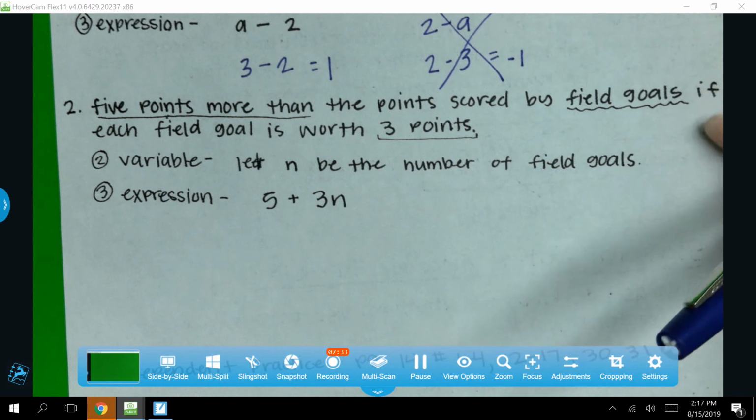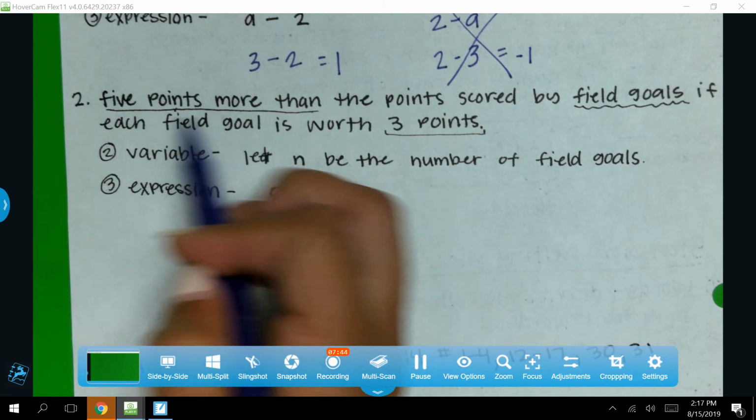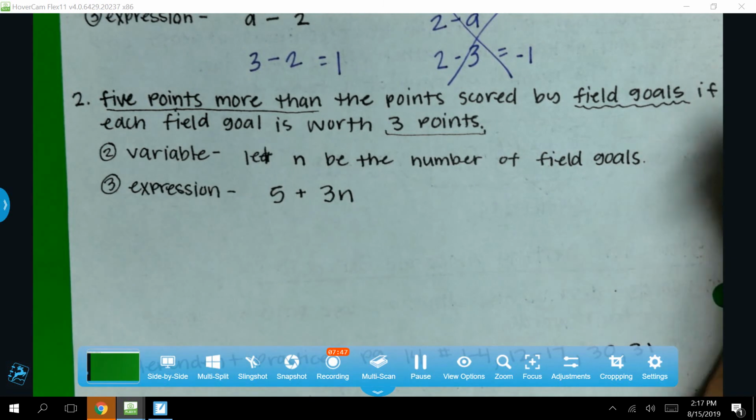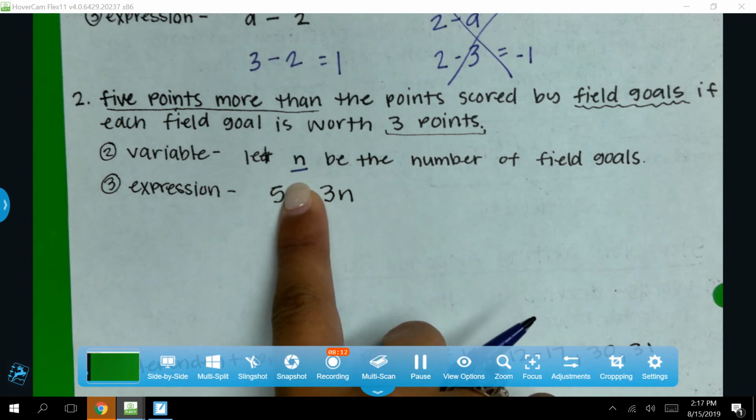Okay, last example. 5 points more than the points scored by field goals if each field goal is worth 3 points. So I know we already have 5 points on the scoreboard. My kicker is going to kick some field goals, and we know that each field goal is going to be worth 3 points. But do we know how many field goals he's kicking? No. We don't know how many field goals he's kicking, so that's going to become a variable. So I just let N be that. You could have used F or G, whatever you want. So my variable N is standing for the number of field goals.